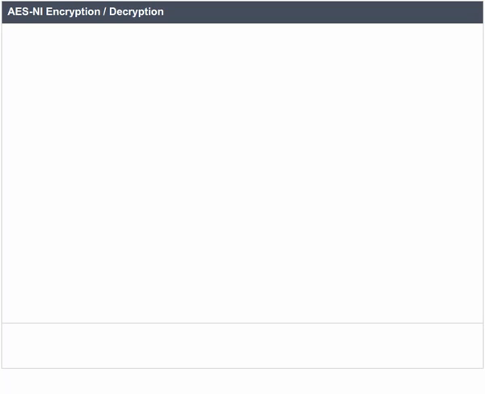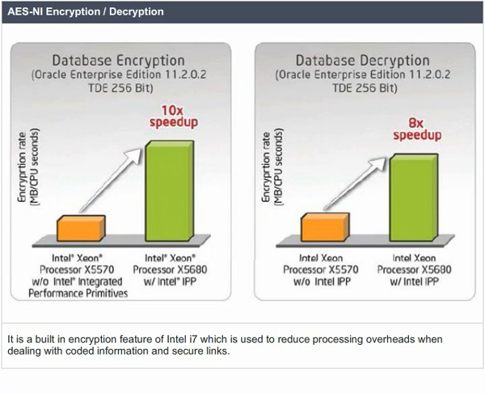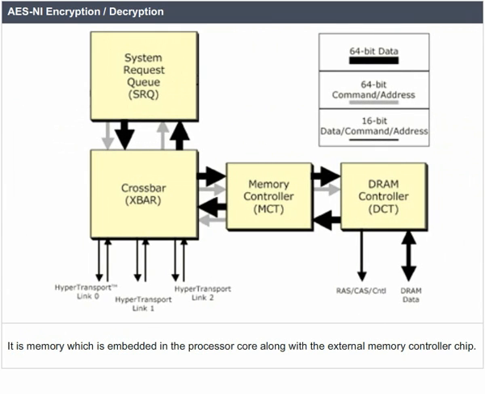AES-NI encryption, decryption. It is a built-in encryption feature of Intel i7 which is used to reduce processing overheads when dealing with coded information and secure links. Integrated memory controller. It is memory which is embedded in the processor core along with the external memory controller chip.